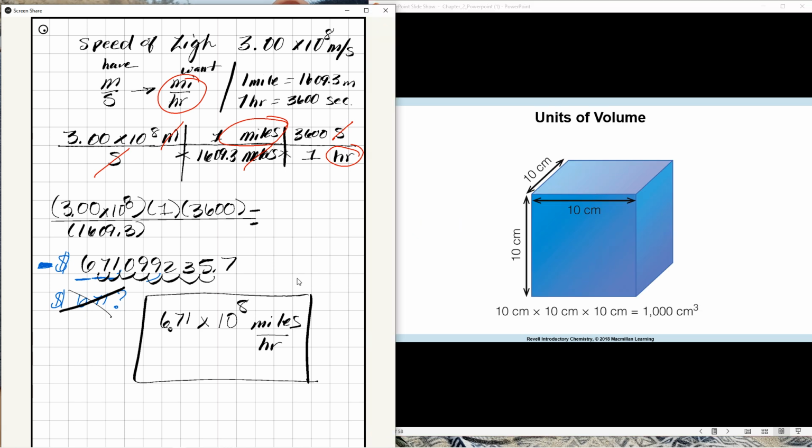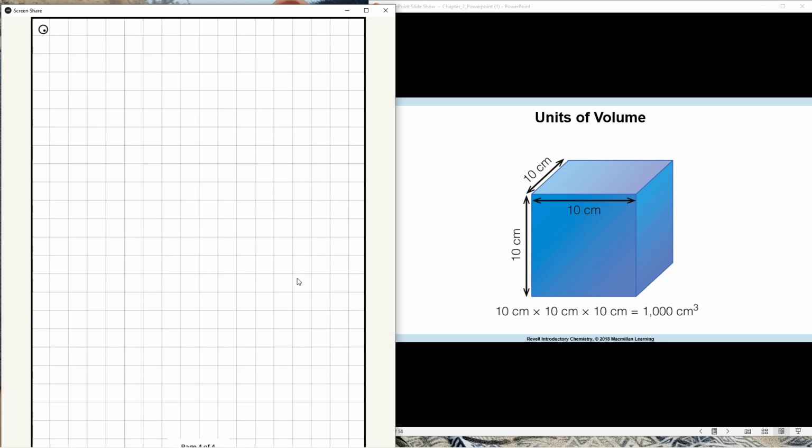Okay. What's this? Similar type of problem, but now instead of talking about the lengths, distance, length of something, we're going to talk about the volume. How much space is something occupying? Volume. It's the amount of space an object occupies, or can hold.